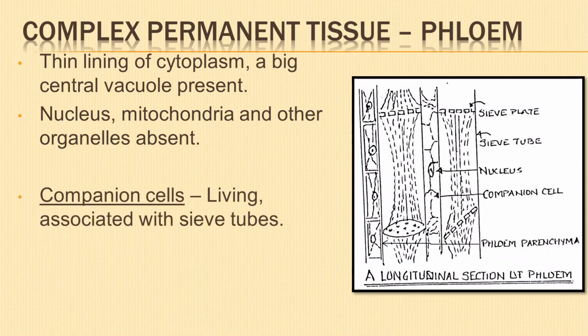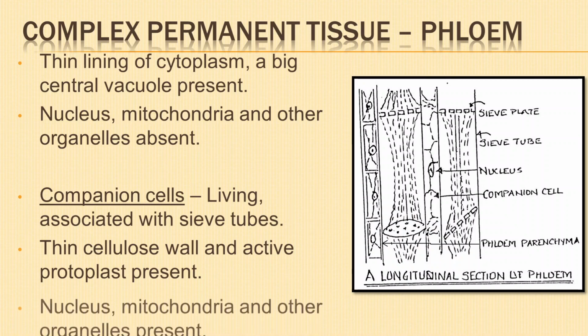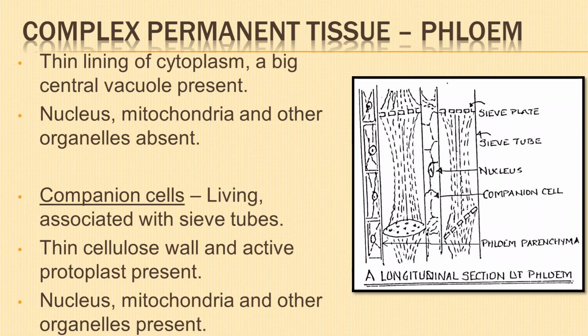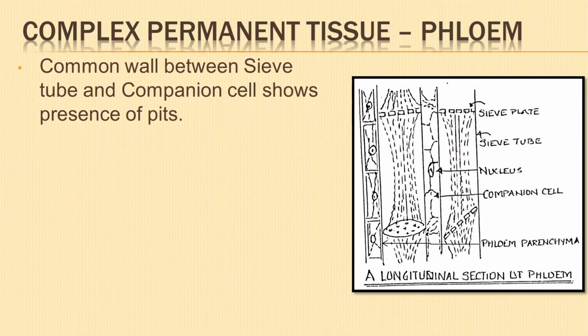Companion cells are living cells and are seen associated with the sieve tubes. They have a thin cellulose wall and active protoplast. Nucleus, mitochondria, and other organelles are present. The common wall between sieve tube and companion cells shows the presence of pits.